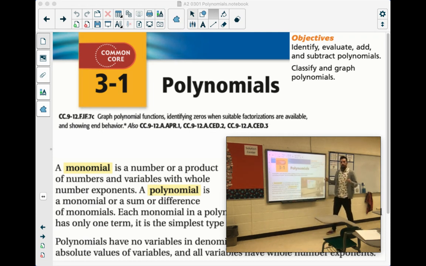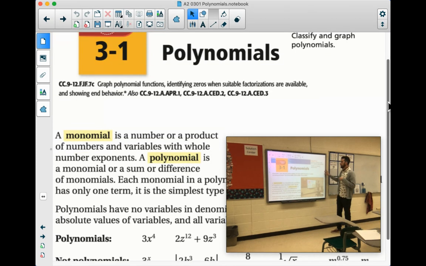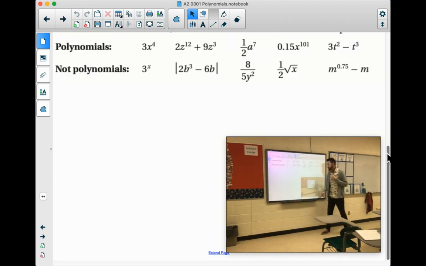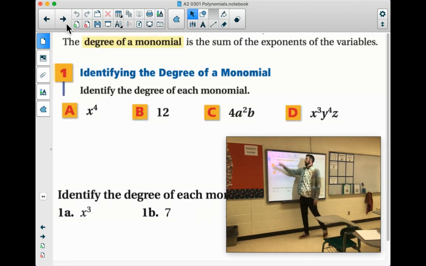So a monomial is just when you have one of those things, like 4x squared. But a polynomial is when you string together a bunch of them. So if you look here, you've got some examples. Polynomials, you've got multiples, not polynomials. 3 to the x power, not a polynomial. But I mean, you're not going to be really messing with this stuff that's not polynomials. We're just going to be messing with the polynomials.